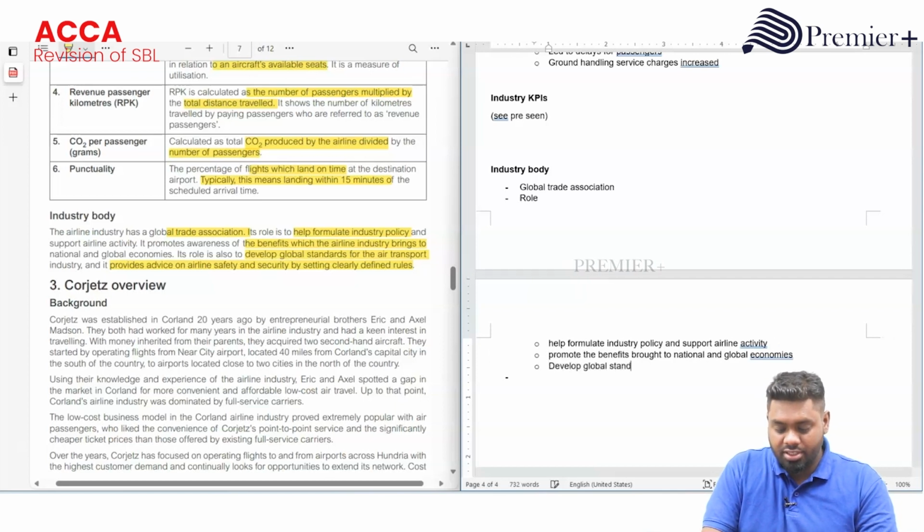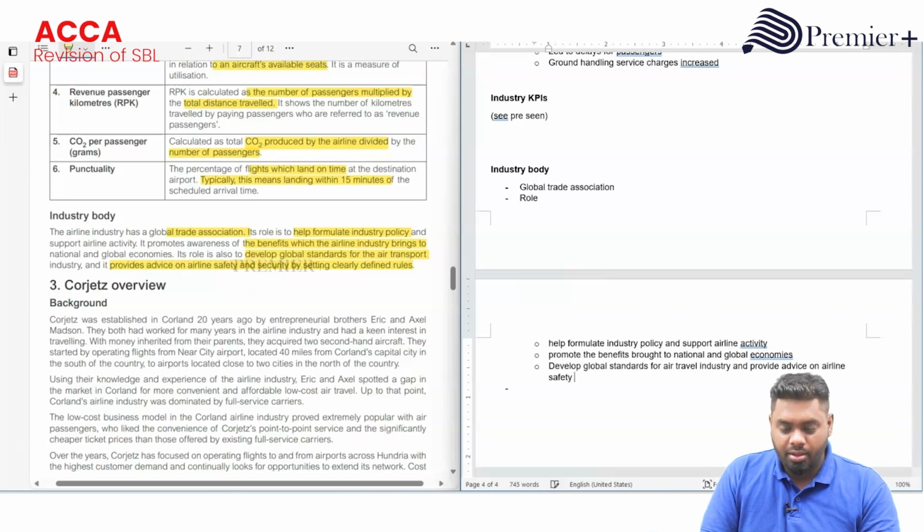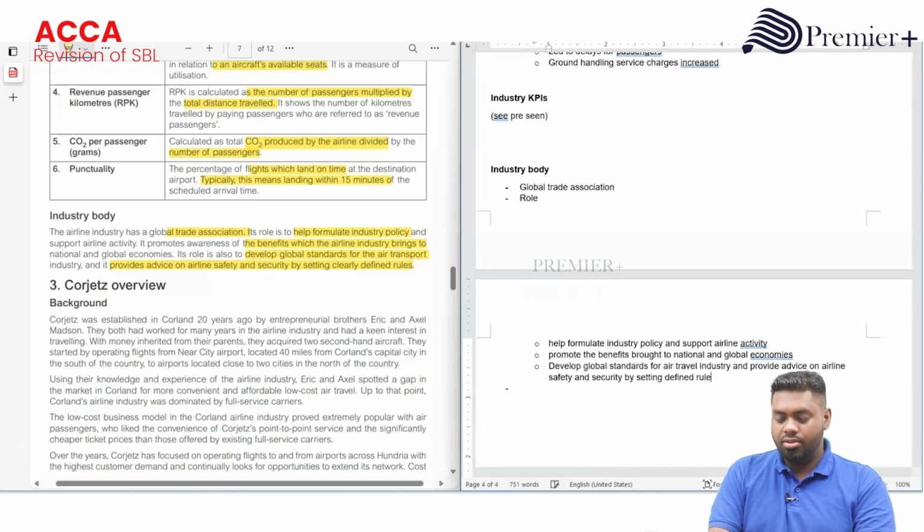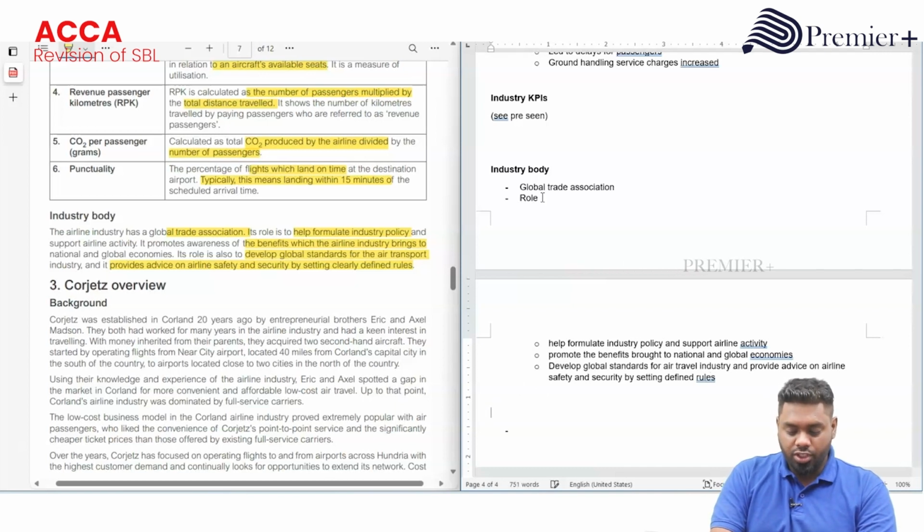Develop global standards for air travel industry and provide advice on airline safety and security by setting defined rules. Right. Next is where we have to look at the overall overview of our company.